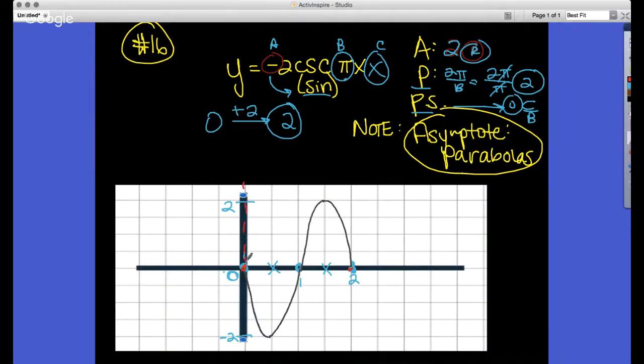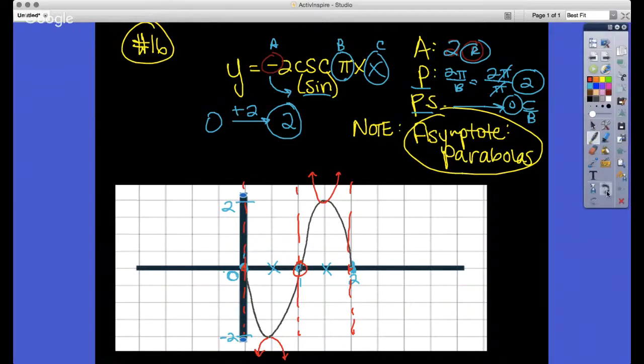Now with cosecant, we go through where it crosses at the x-axis. Crosses there, crosses there, crosses there. And then we do a little parabola up, and over here we do a little parabola down, okay? And again, that would be my answer there, okay? All right, hopefully you got that.